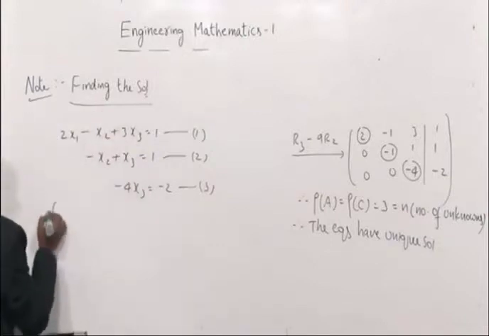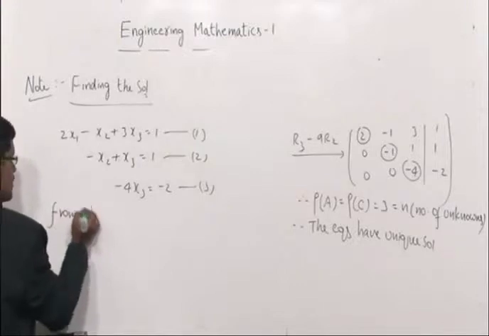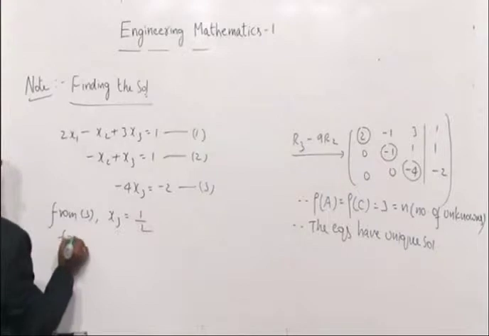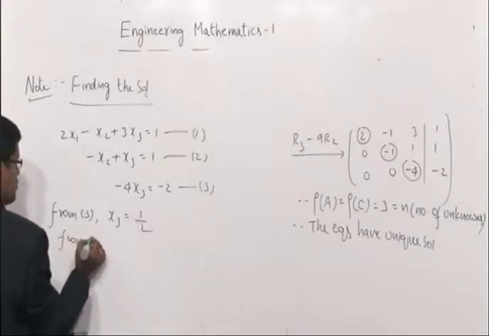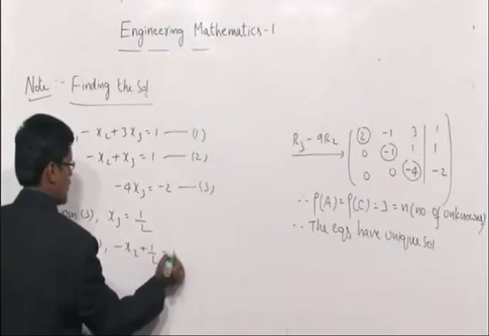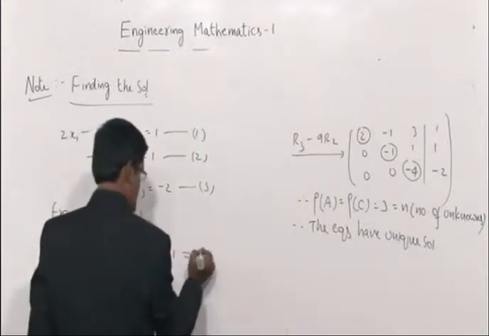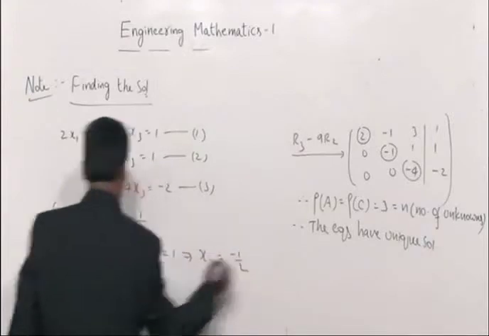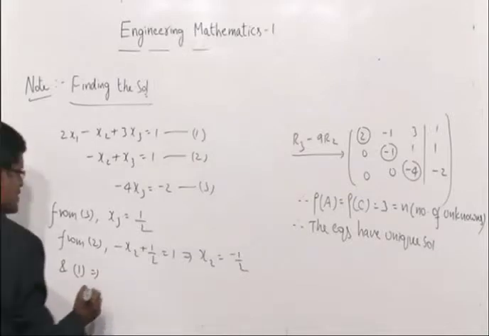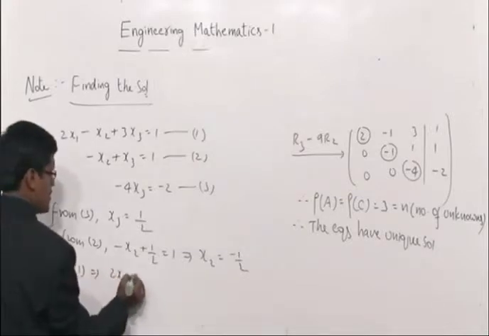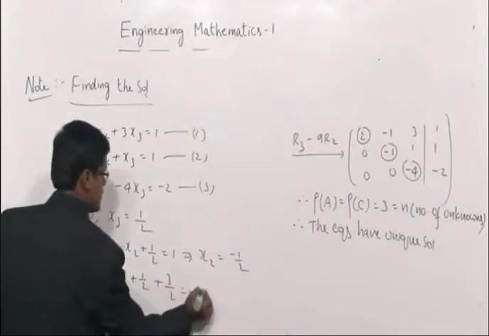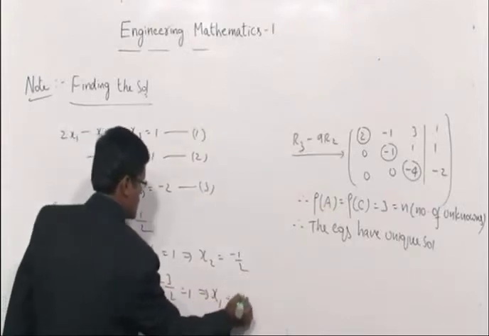From equation 3, x3 is equal to 1 by 2. Substitute this x3 value in equation 2, you will get x2. Minus x2 plus 1 by 2 is equal to 1, which implies x2 is equal to minus half. Then substitute these two values in equation 1, you will get the x1 value. 2x1 minus half plus 3 times 1 by 2 is equal to 1, which simplifies to x1 equals minus half.